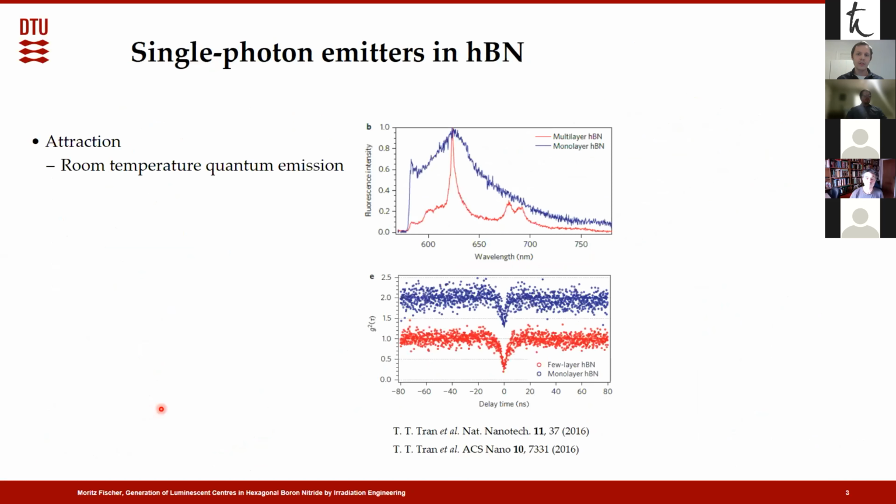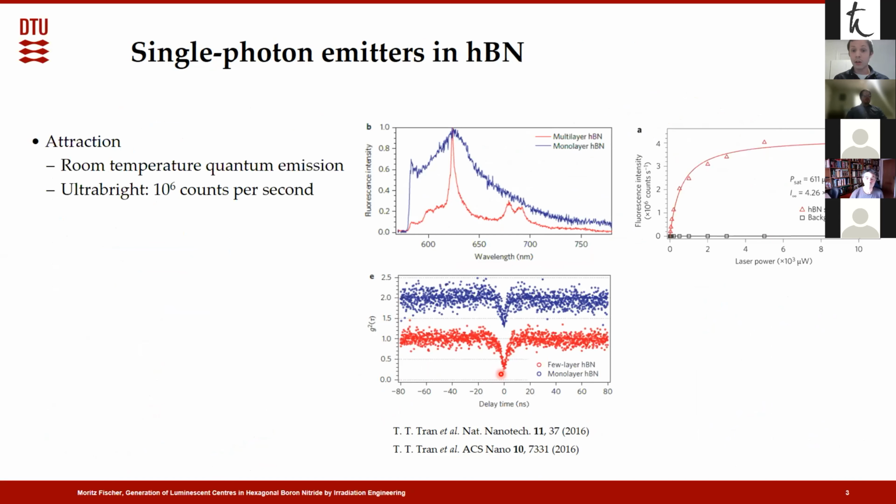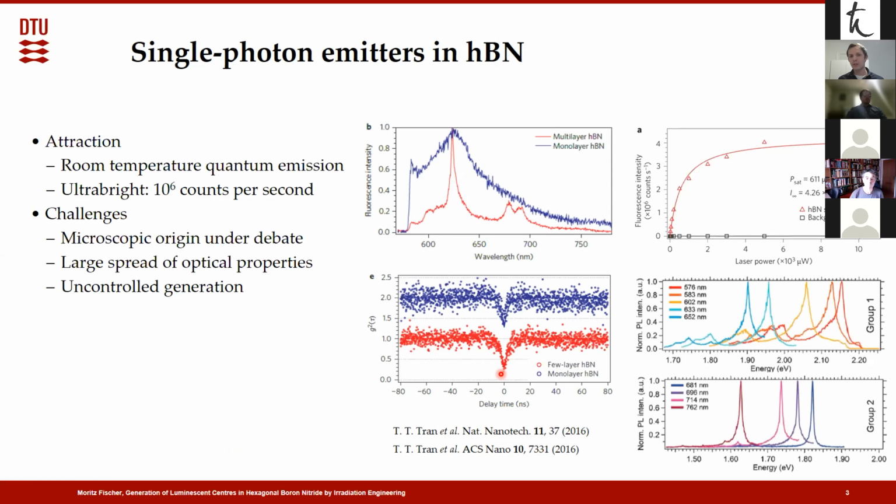And the luminescent centers in hBN attracted a lot of attention because they showed room temperature quantum emission. This is indicated here by the G2, or second order correlation function. And if you get a dip at zero time delay below 0.5, then you have a non-zero single photon contribution. On top of that, it's also ultra bright. It also showed emission of millions of counts per second. And these quantum emitters have been discovered around 5 years ago, so it's a relatively young field.